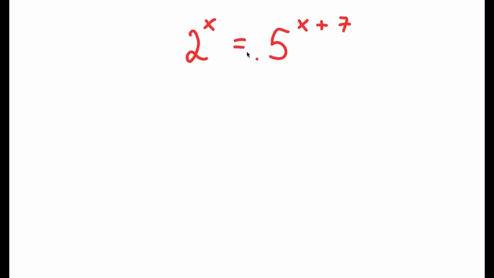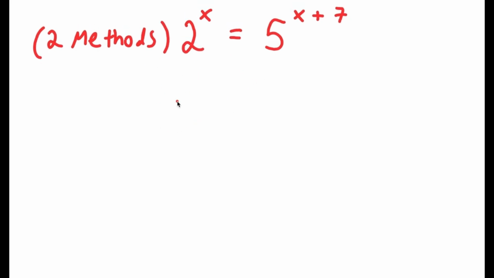Alright, so in this problem, I have 2 to the power of x is equal to 5 to the power of x plus 7. So, I actually have 2 methods to solve this problem. So make sure to stick around for the video to see me solve both methods.